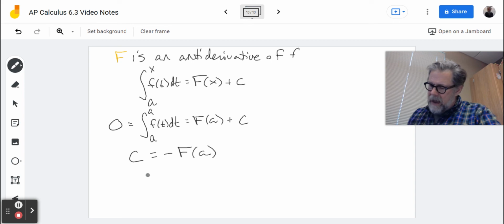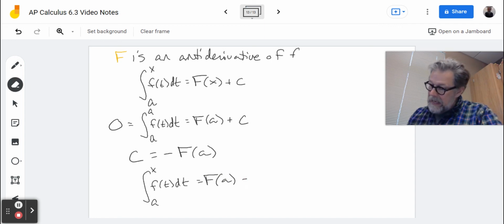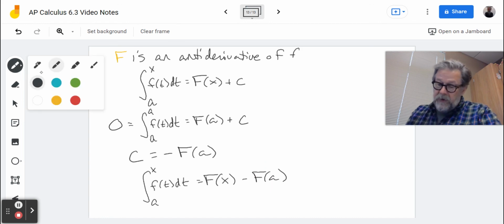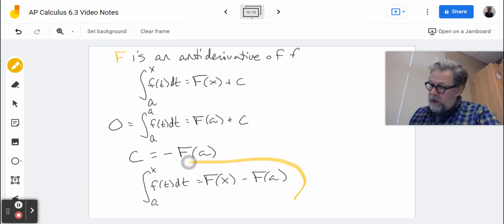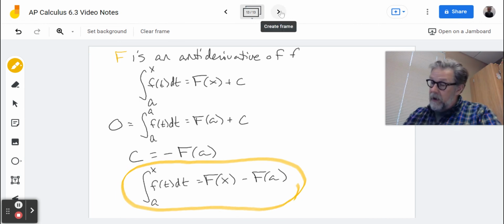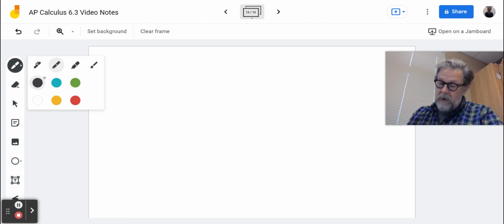So what we now have is that the integral from a to x of f of t dt is equal to the antiderivative at x minus the antiderivative at a. So this would be a good thing to copy down into your notes, and let's do a very quick example of how we use this.